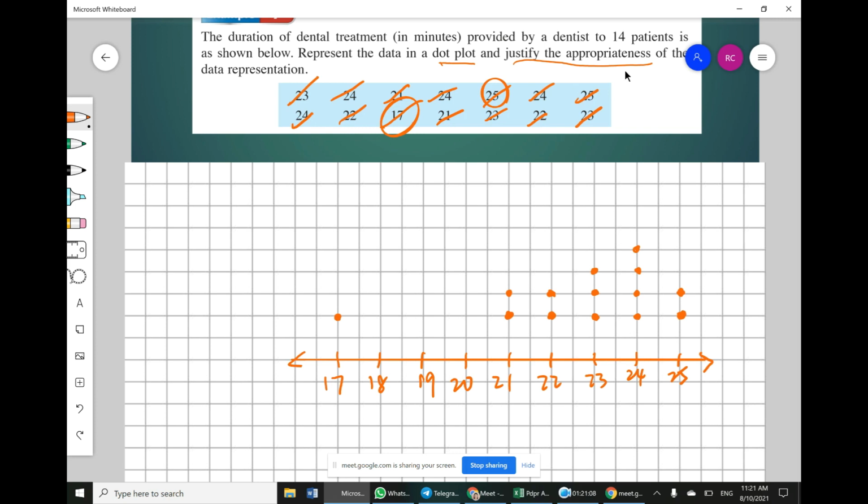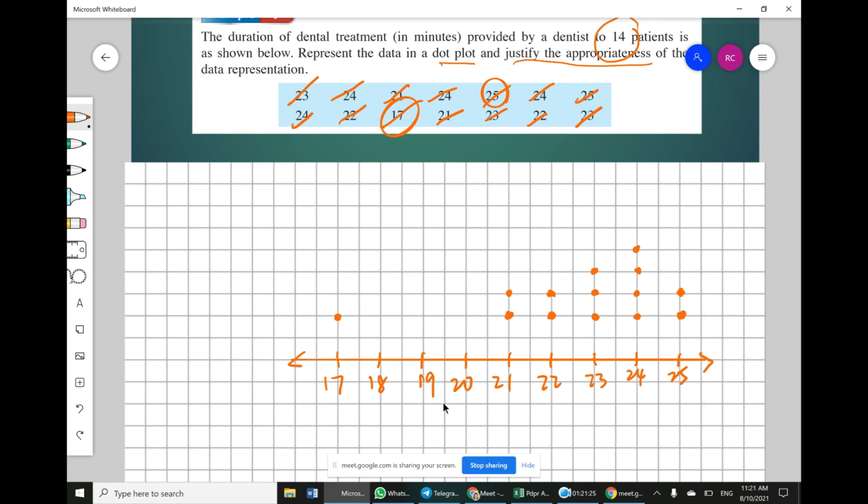If you want to check, you can check because we have 14 patients over here. So you check whether you have 14 dots or not. 1, 2, 3, 4, 5, 6, 7, 8, 9, 10, 11, 12, 13, 14. Yes. Okay, so it's done already.